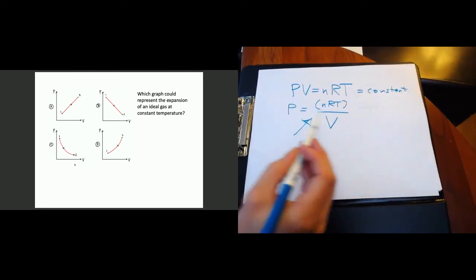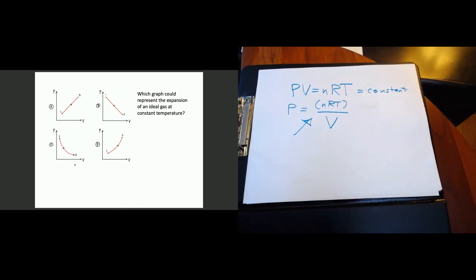So P equals nRT divided by V. The top thing is a constant. And so it's like the y equals 1 over x or 2 over x or 5 over x function. It's a function that asymptotes to the x-axis and it asymptotes to the y-axis. So that's answer C here.